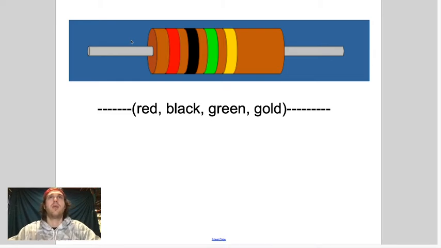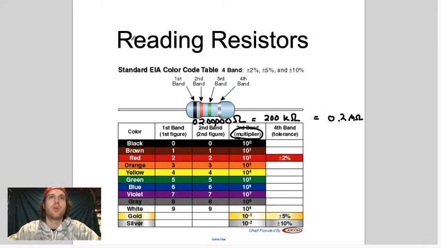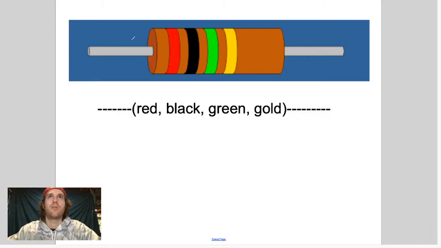All right, red, black, green, yellow. Go back to our sheet. Red, 2, black, 0, green, 5. And, oh, sorry, red, black, green, and this is gold. This is our last stripe. So red is 2, black is 0, green is 5.